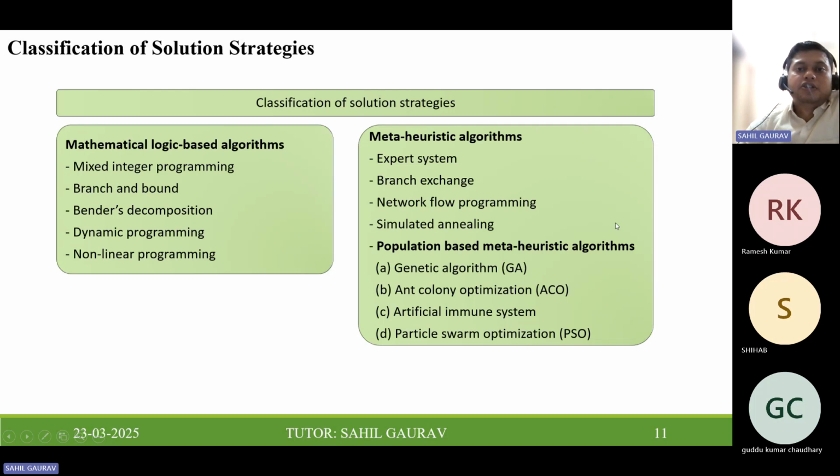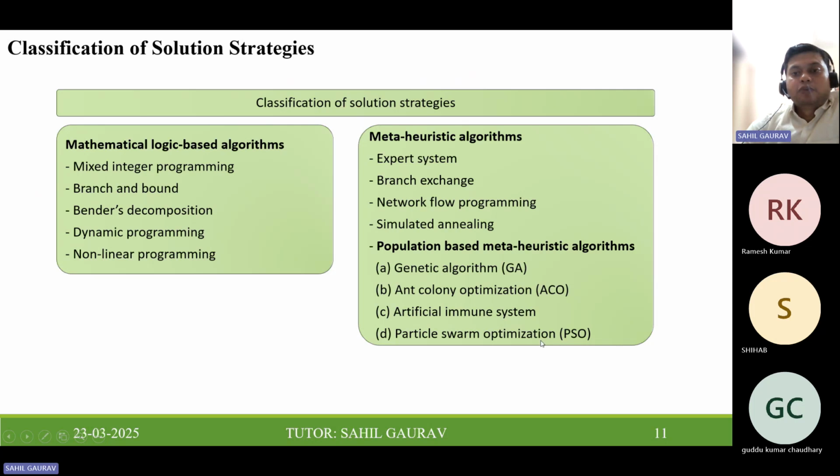Now, if you see the solution strategy for optimization problems, there are two types. First is mathematical logic based algorithms, another is meta heuristic algorithms. In mathematical logic based algorithms, we have mixed integer programming, branch and bound, Bender's decomposition, dynamic programming, and nonlinear programming. In meta heuristic algorithms, we have expert system, branch exchange, network flow programming, simulated annealing. One of the popular categories is population based meta heuristic algorithms, which are very famous and widely used nowadays. These are genetic algorithm, ant colony optimization, artificial immune system, and particle swarm optimization.